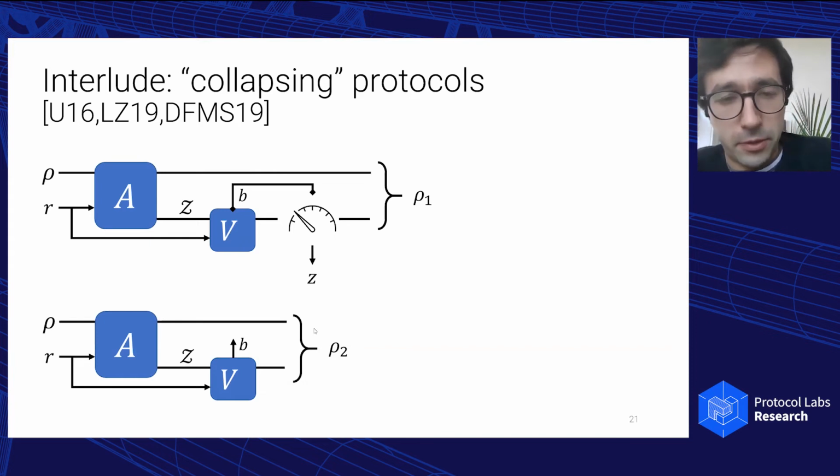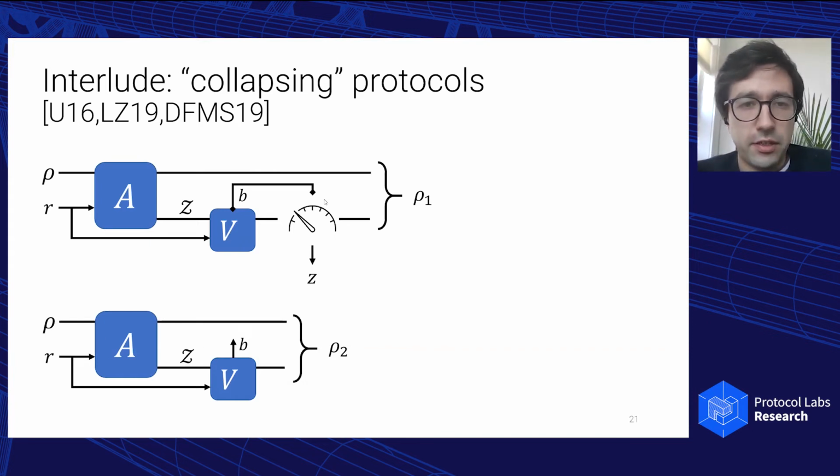The second experiment: I take away this measurement. So now in the second experiment, I never make this measurement regardless of the value of B. Otherwise, it's the same. So I apply this V measurement and I obtain an outcome B. But then I don't do anything with it. I just throw it away.